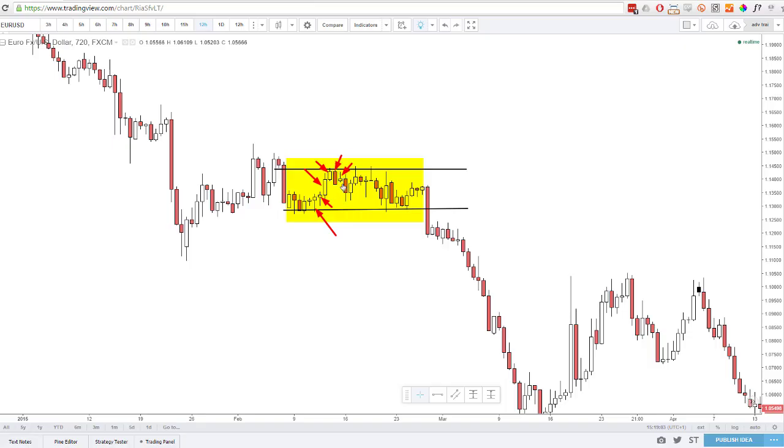Then again, indecision. Buyers tried to push up, but they couldn't manage that move up. They were pulled back down, followed by a bearish candle. Then we have a nice strong bullish candle, and then indecision again.